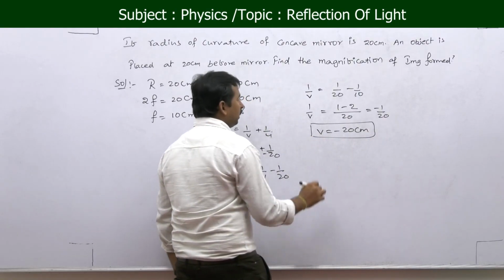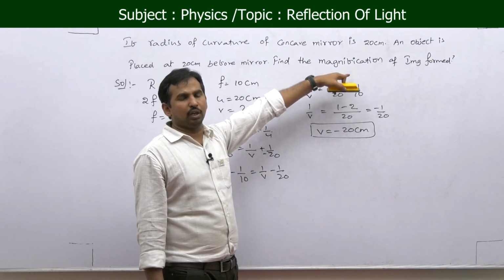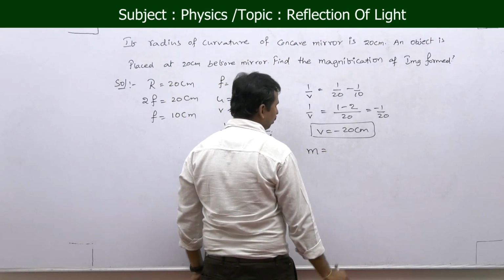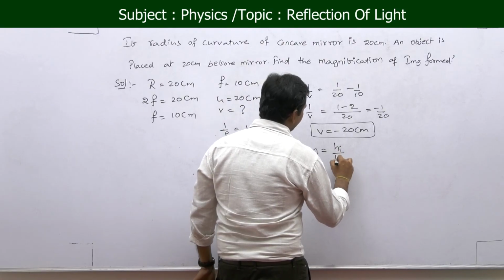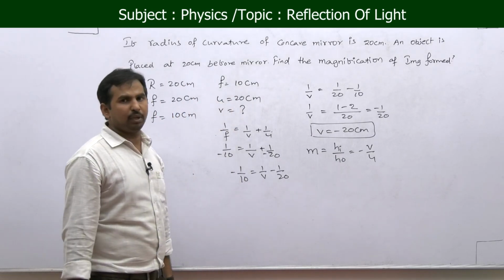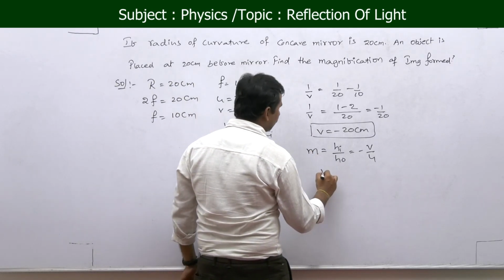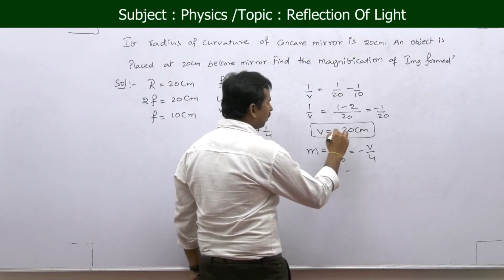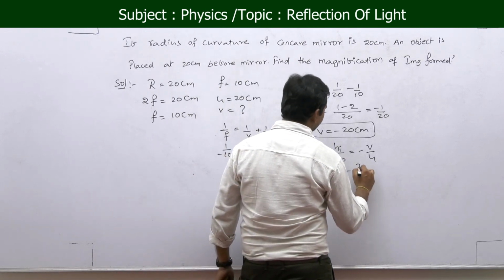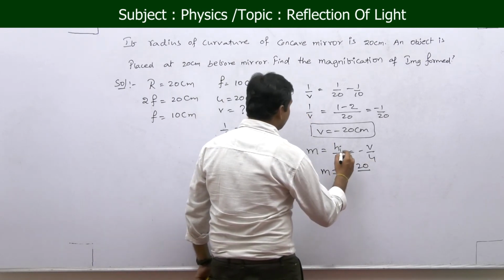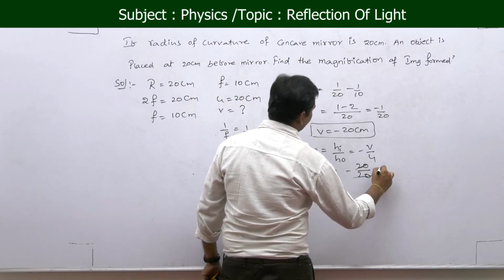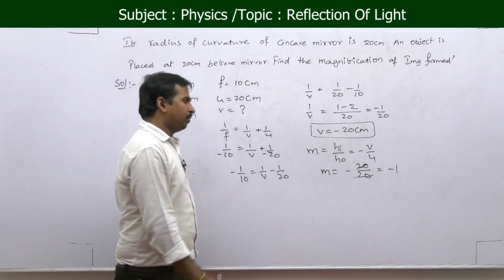But here what we need is the magnification factor. What is the magnification here? If you want to find magnification, m is equal to height of the image by height of object, which is equal to minus v by u, because this is forming a real image. The height of image and height of object are not given, but we know the image distance is 20 and u is given as 20 centimeters. Then 20 and 20 get cancelled and finally we get minus 1.